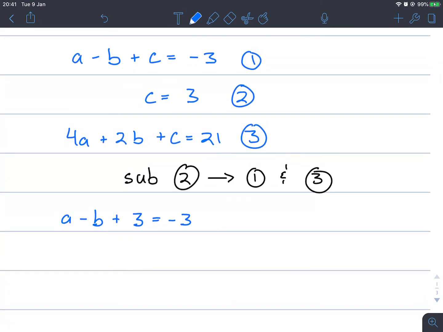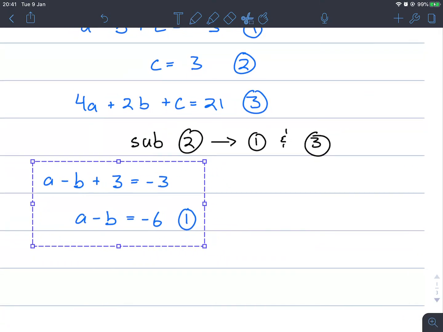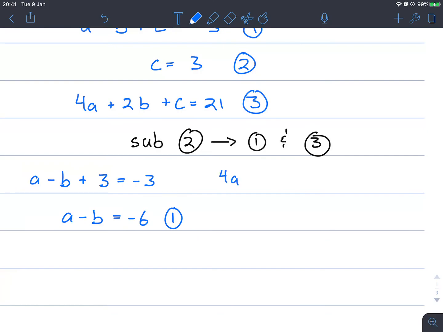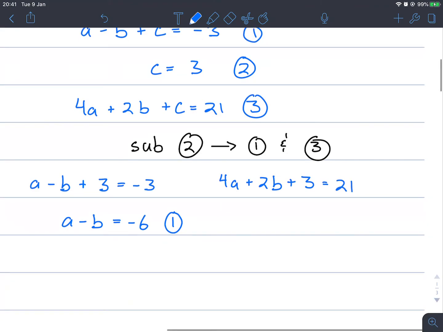I'm going to evaluate this, so subtract 3 on both sides. This will give me a minus b equals negative 6. This is my new equation 1. I'll take equation 3 as 4a plus 2b plus 3, since c is equal to 3, and this is equal to 21. Evaluating this, we get 4a plus 2b equals 18. This is now my new equation 3.